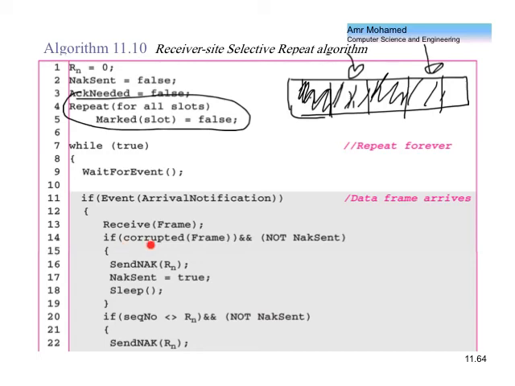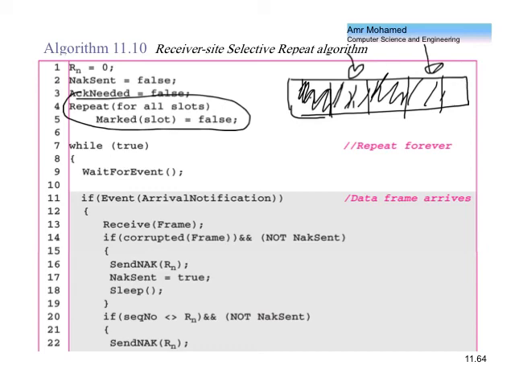So if the data frame is corrupted, then this is what I need to do. I need to send a negative acknowledgement with the index of that frame only. This frame has been corrupted, so I only need this frame. Okay? And then I set the negative acknowledgement flag to false, as we said, because I don't want to repeatedly send negative acknowledgements before you process it. It doesn't make any sense for me to keep sending negative acknowledgement if you don't process it.